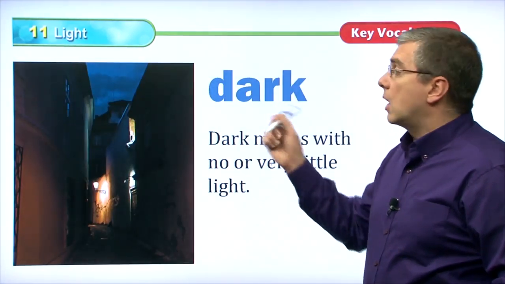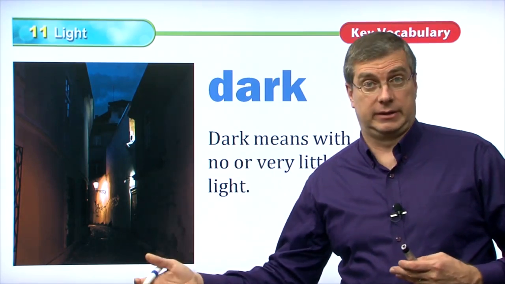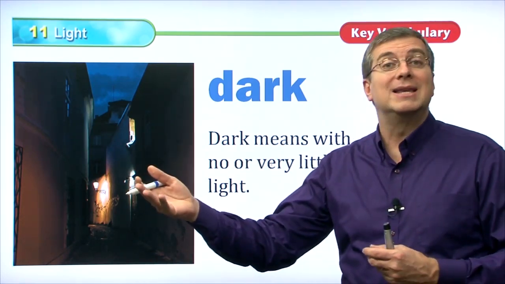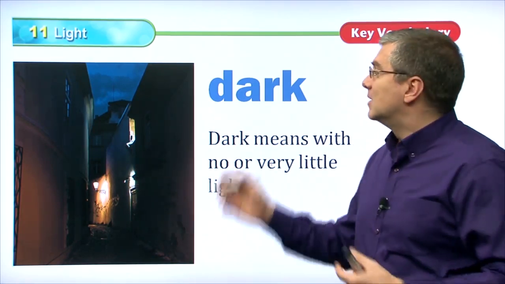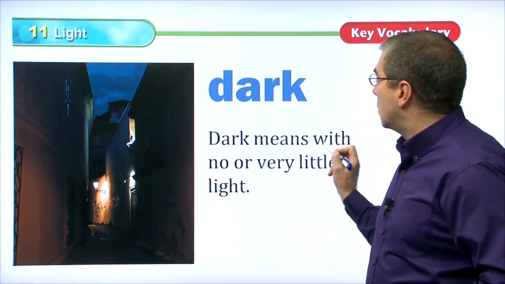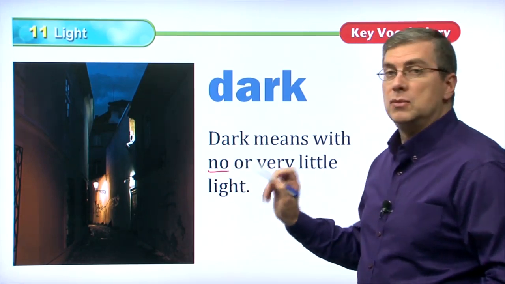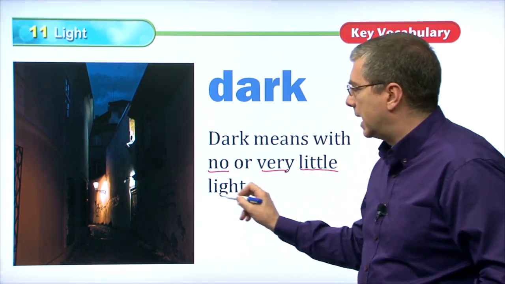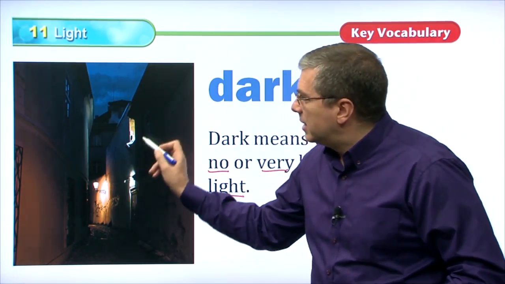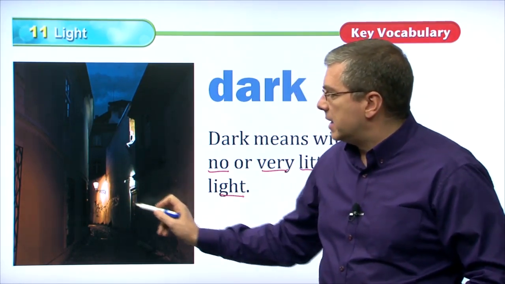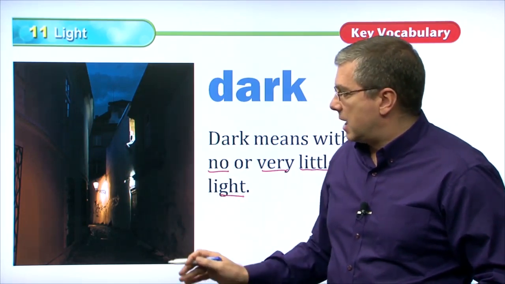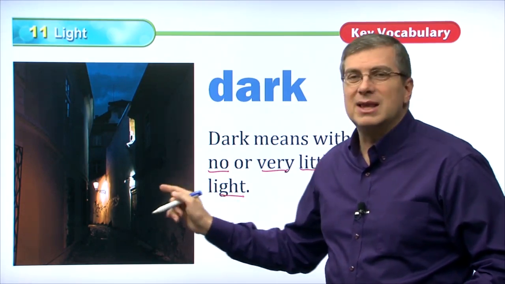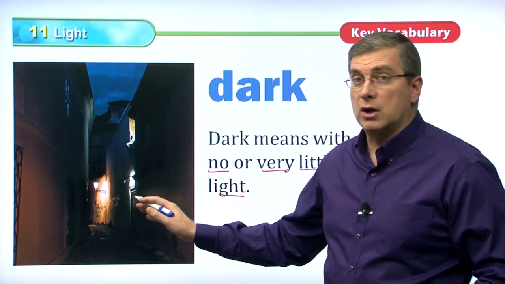Okay. Dark is the opposite of light. Light, dark, right? Dark means with no light, or very little light. Sure, there's some light, but it's very little light. So it's dark in this alleyway. There's light, sure. We can see, but there's very little light. So we say it's dark.